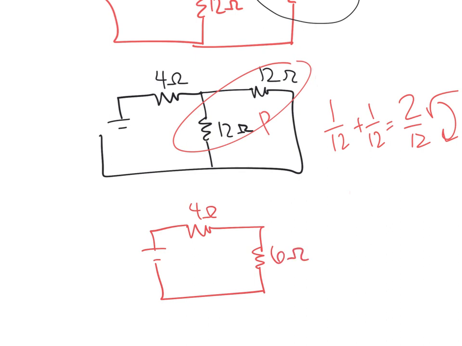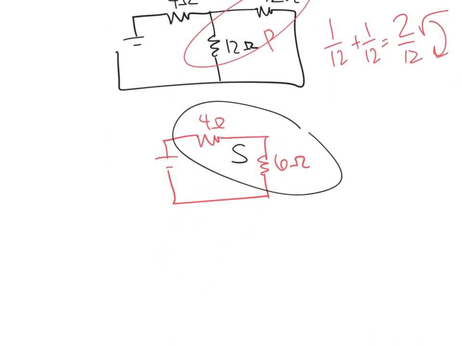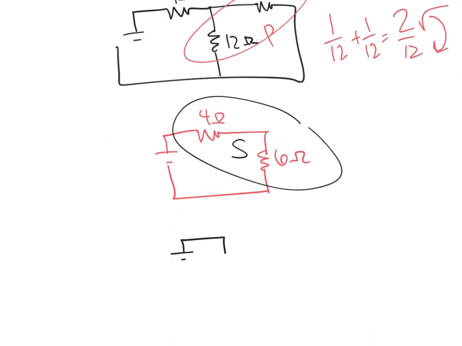All right, so now it's a little bit easier to see that this one is in series now with the equivalent resistance of those two. So now, final step. Boom, boom. How many ohms total? 10.